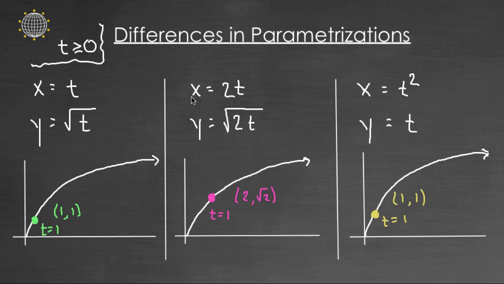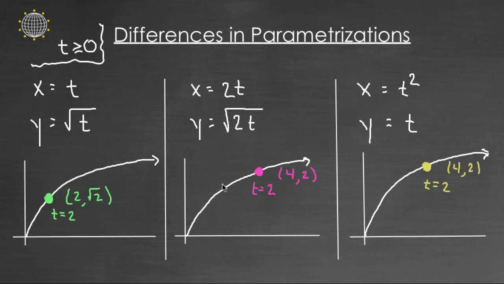At first glance, it looks like this curve is moving through the curve faster than the other two, but let's keep looking. At t equals 2, this is at 2, root 2, this is at 4 comma 2, and this is at 4 comma 2. So that's interesting. This one has continued to move on, but this one's gaining ground. This one's picking up pace. I wonder why that is.